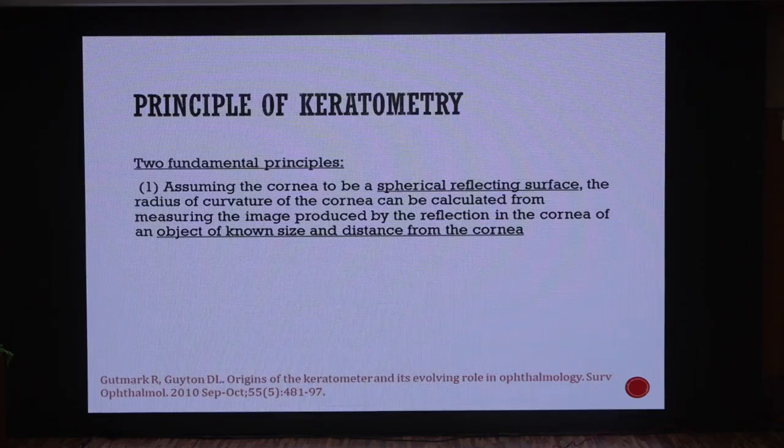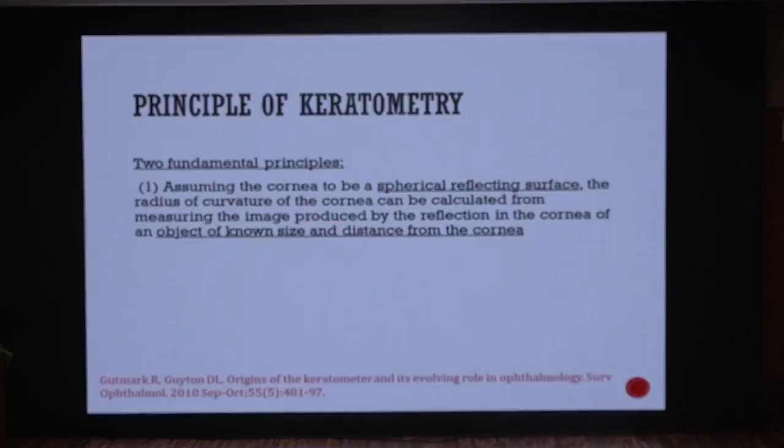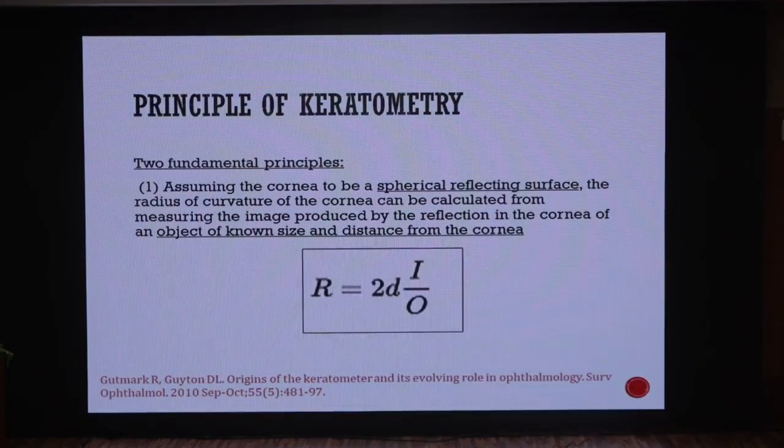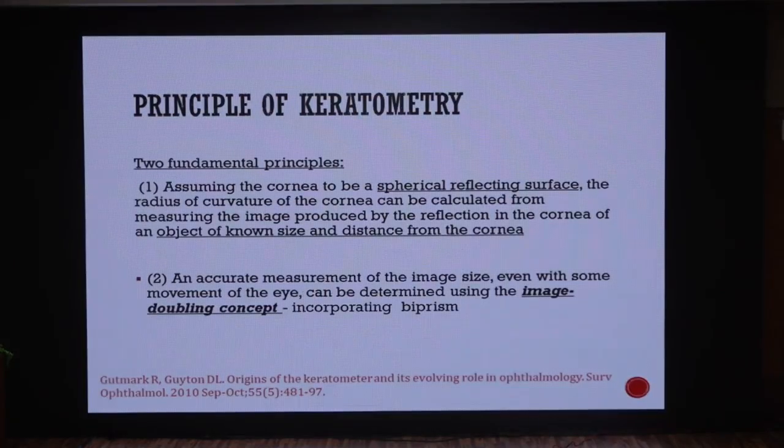Just briefly about the principle of keratometry. All the keratometers basically assume that the anterior surface of the cornea is a perfect reflecting spherical surface. If we could measure the size of the image that is formed on that surface by an object of known size kept at a known distance, then we can measure the anterior radius of curvature with this particular formula. The major hindrance in this measurement was that even if we ask the eye to stay still, there would be some micro movements and the exact measurement would be an issue.